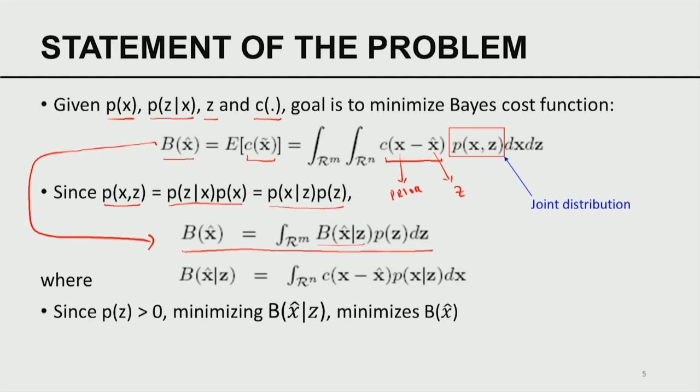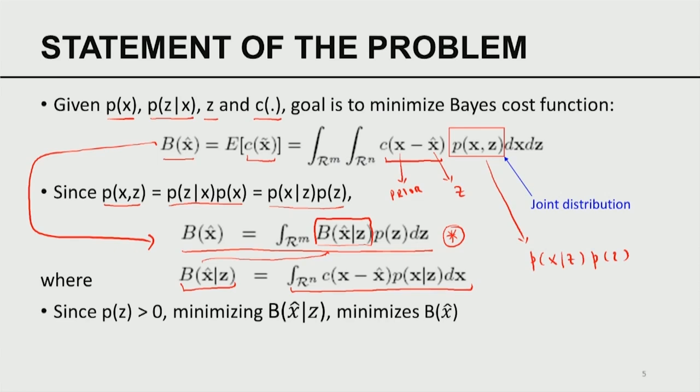So B x hat now becomes, if I substitute this in here, I can absorb one of the integrations in another quantity which is called the Bayesian cost associated with the estimate given the observation. Please recall, the estimate is a function of the observation. So I can rewrite this as p of x given z times p of z. Then I can associate this p of x given z with this. This internal integral with respect to x, I am going to denote by B x hat given z. And then if I plug this in here, I get a new form. Therefore, B x hat has this particular form, and this form is very useful, and this is one of the forms that we are going to concentrate on.